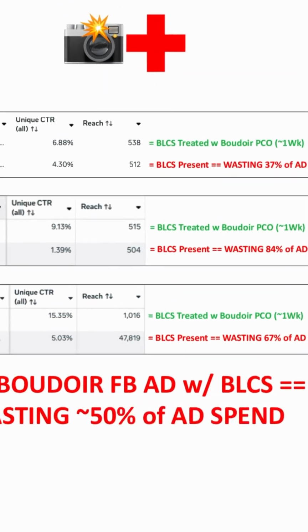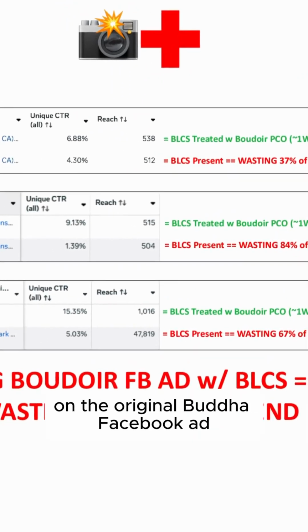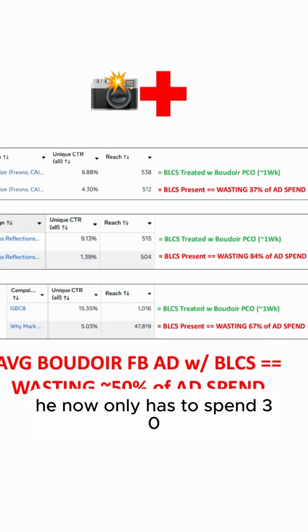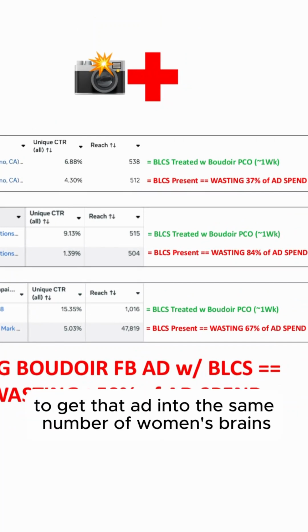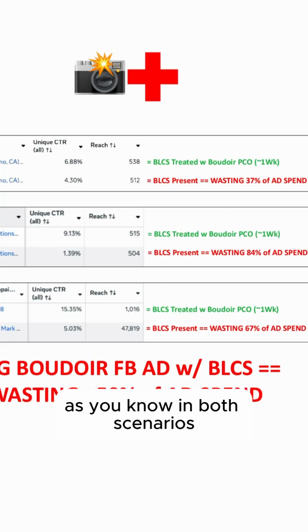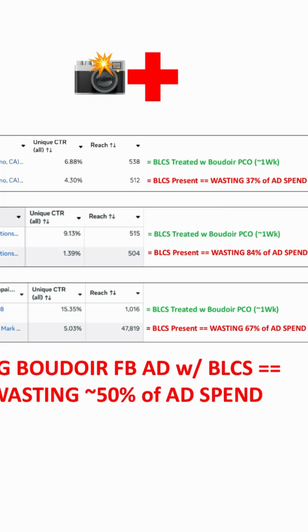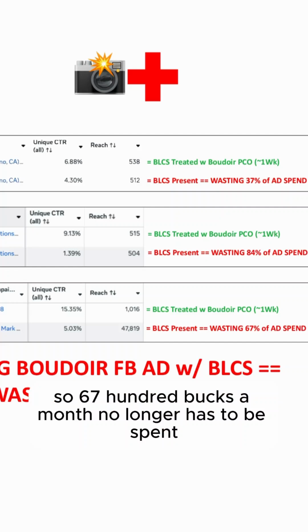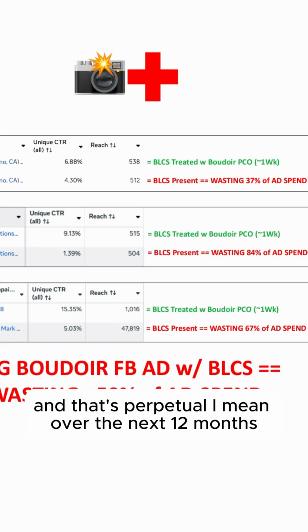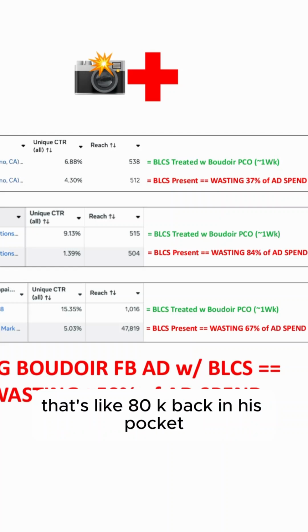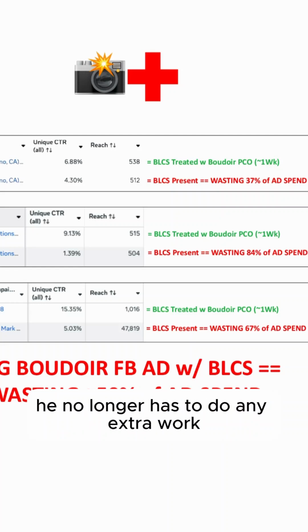So literally, if he spent 10 grand a month on the original Boudoir Facebook ad, he now only has to spend $3,300 a month with the Boudoir Pico treated ad to get that ad into the same number of women's brains as in both scenarios. So $6,700 a month no longer has to be spent. He can keep that in his pocket as a phantom bonus, and that's perpetual. Over the next 12 months, that's like 80K back in his pocket, and he no longer has to do any extra work.